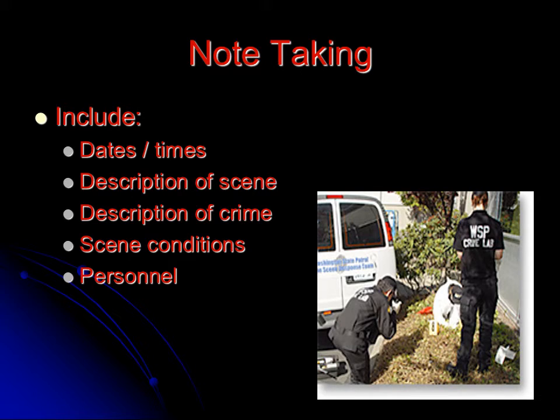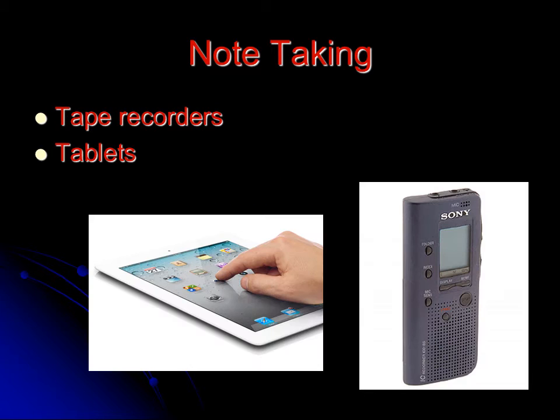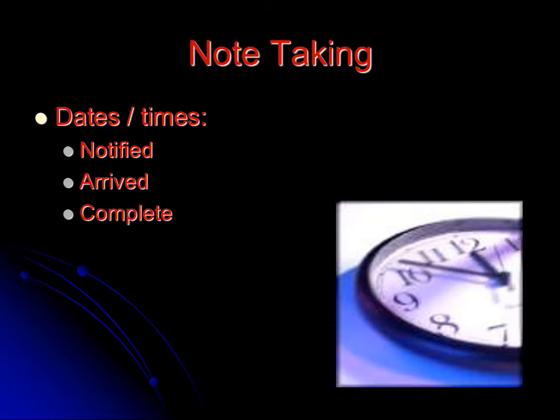Dates, times, the description of the scene, the crime, the conditions, and the people who were there are all parts of the notes as well. More and more, obviously, you're seeing notes through dictation, through smartphones, through tablets. Crime scene investigators have moved on to these types of methods as opposed to the old paper, pencil, or notepad methods of the past, although you still see that from time to time.